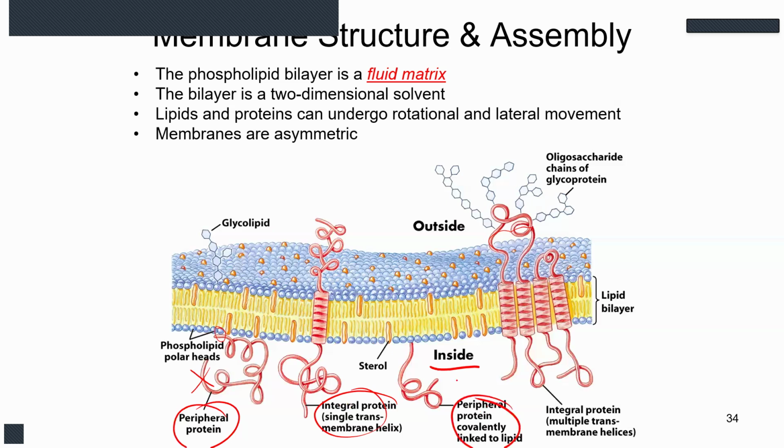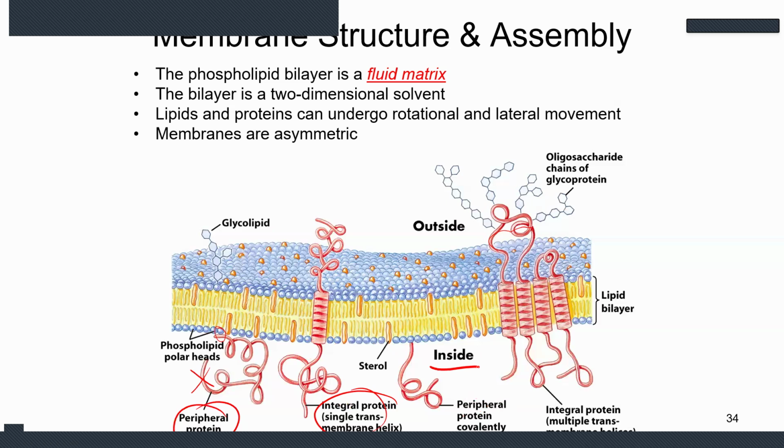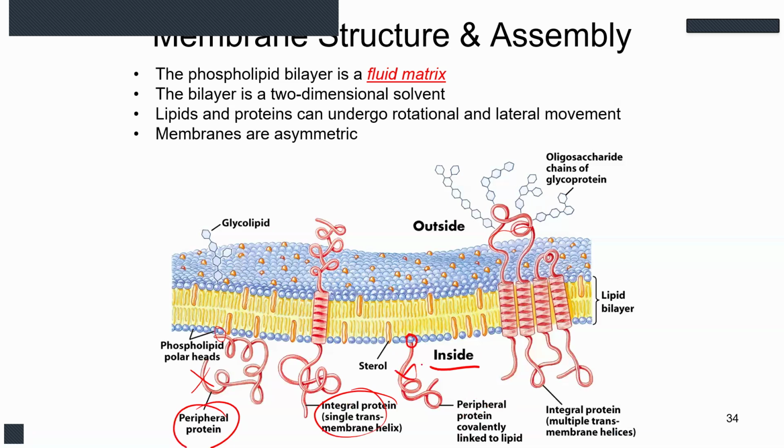We have a peripheral protein that has been covalently linked to a lipid. So there's a covalent bond between this head group and this protein. Then we've got an integral membrane protein with multiple transmembrane helices. So proteins can be covalently linked to a membrane. They can be inserted with multiple alpha helices. And then we could also have interactions between head groups that potentially are just ionic interactions between them.